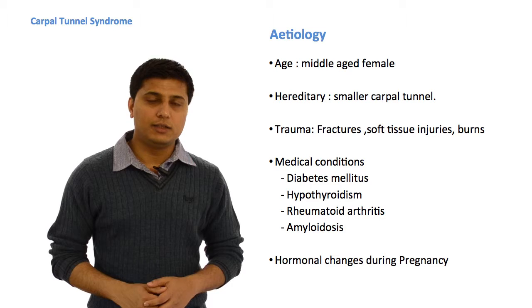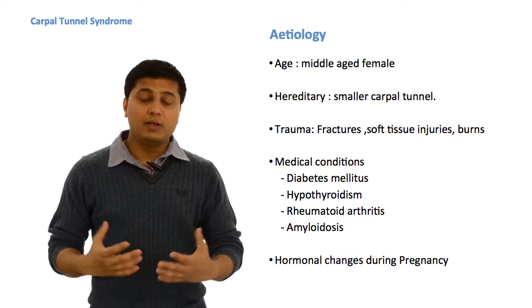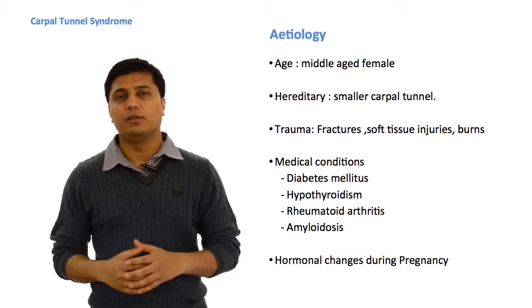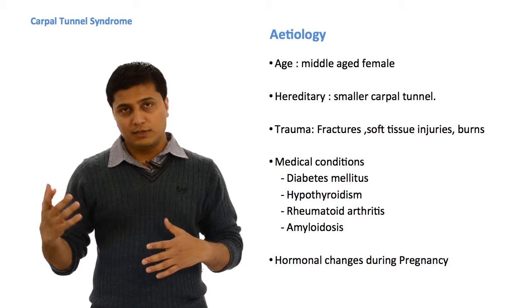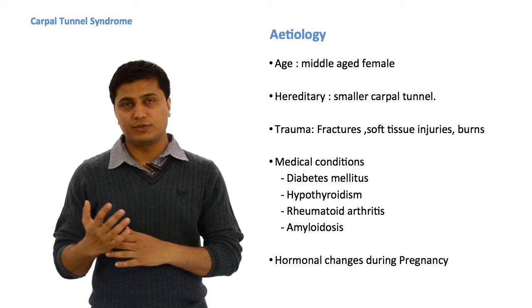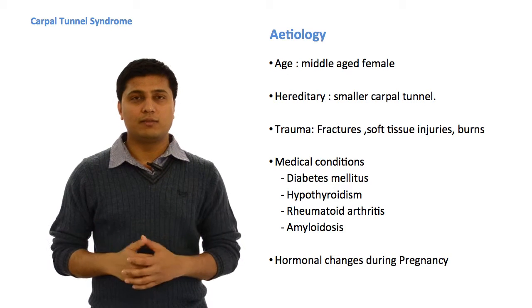Let's look into the etiology of carpal tunnel syndrome. It's common in middle-aged female. Sometimes it can be hereditary. It can run in families as well. It can be associated in trauma situations as well, if there is a carpal fracture, if there is an extensive soft tissue injury around the wrist, or in case of burns as well.